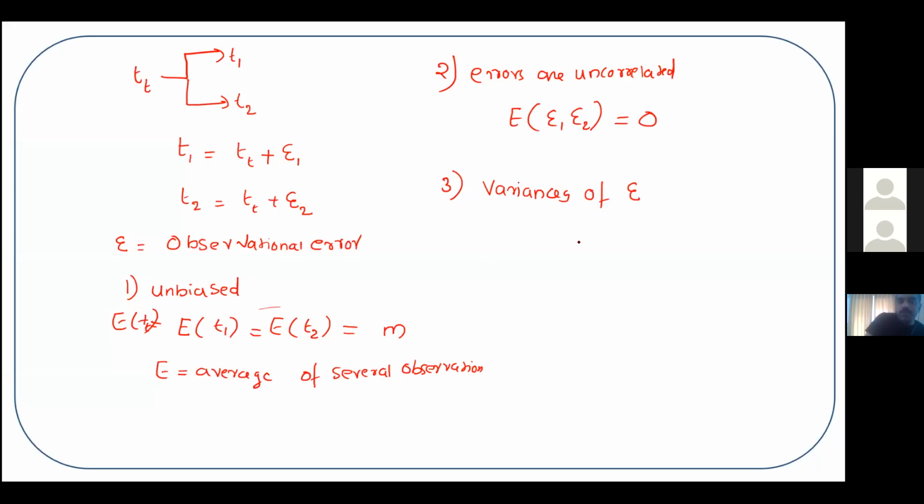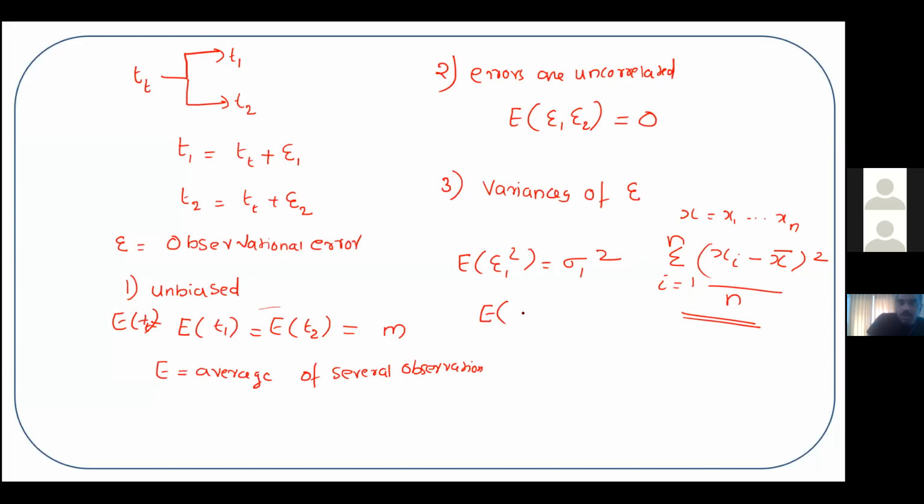What do you mean by variance? Suppose you have a set of observations, x equal to x1, x2, up to xn. How do you find the variance? You take the difference of xi minus x bar, which is the mean, squared, summed from i equal to 1 to n, divided by n. This is going to give you the variance. So we should know the variance of the observational error, which states that E of epsilon 1 squared is equal to sigma 1 squared, and E of epsilon 2 squared is equal to sigma 2 squared. We should know the variance of the observational error.